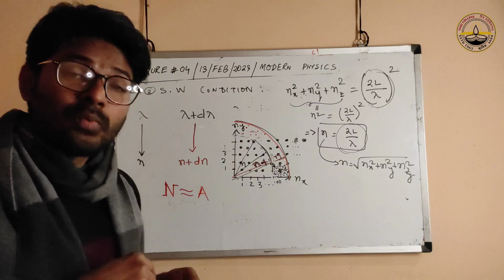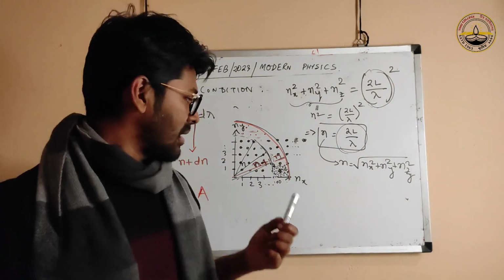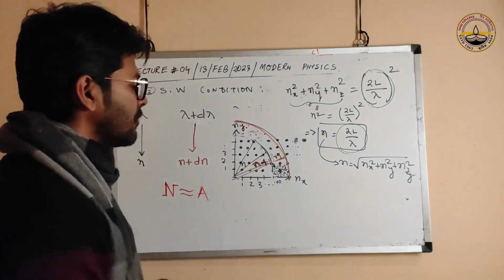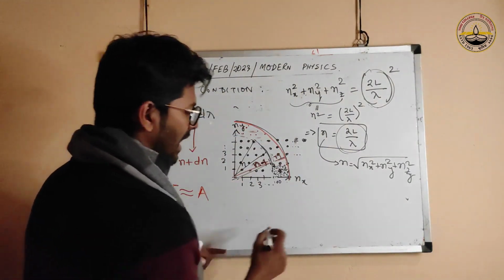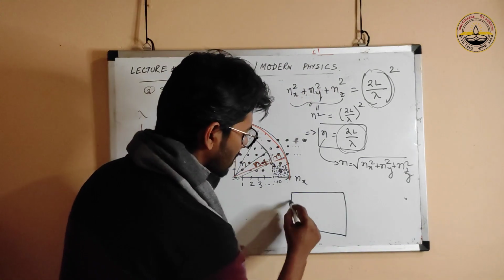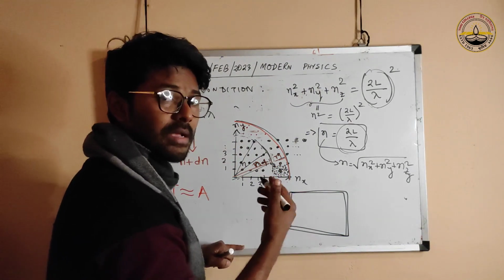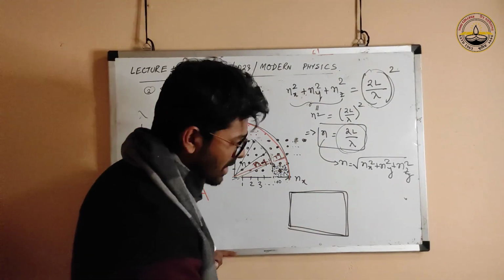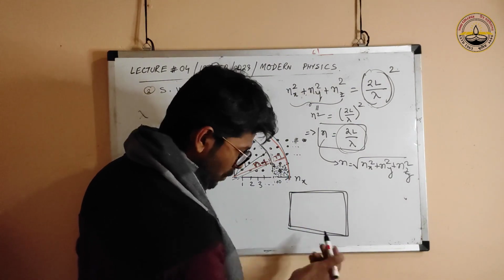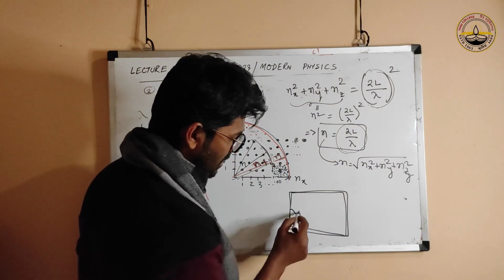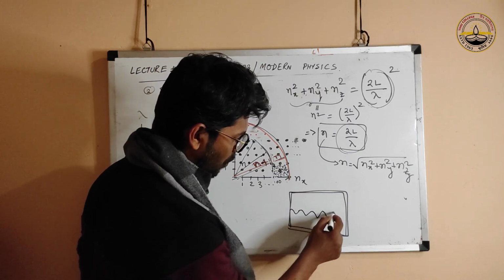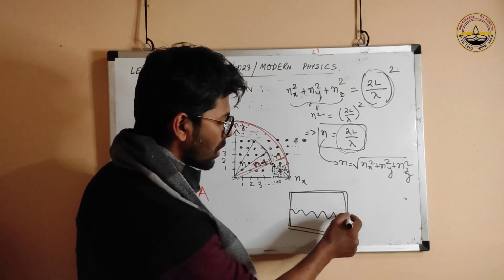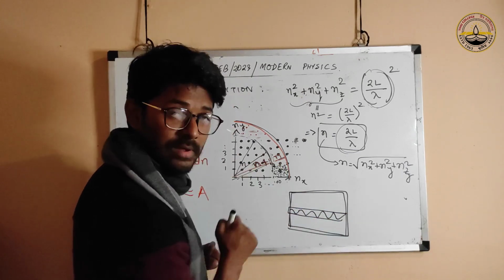Now, can we make that assumption that really the points are that dense? Actually, we can. We can if we say that the size of the cavity is much larger than the wavelengths of the waves inside. Why? Well, that would mean if your wavelength is this, then how many? 2, 3, 4, 5. 5, and that means 10 half wavelengths will form a standing wave.